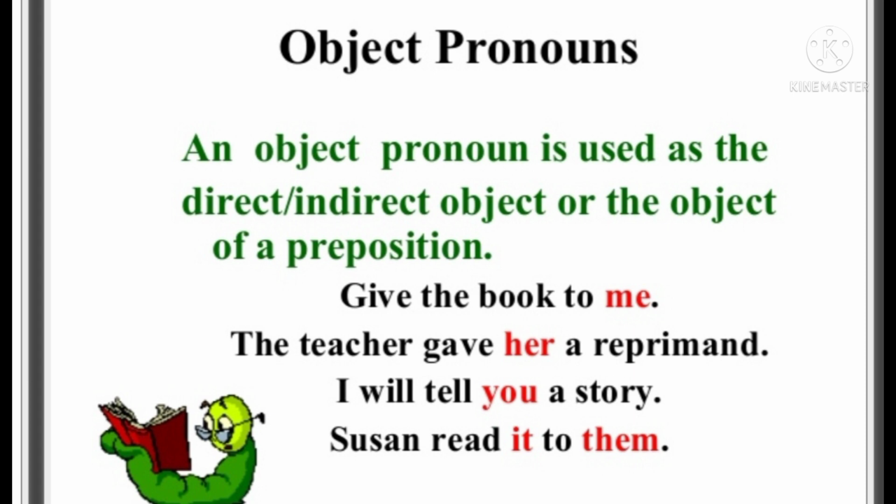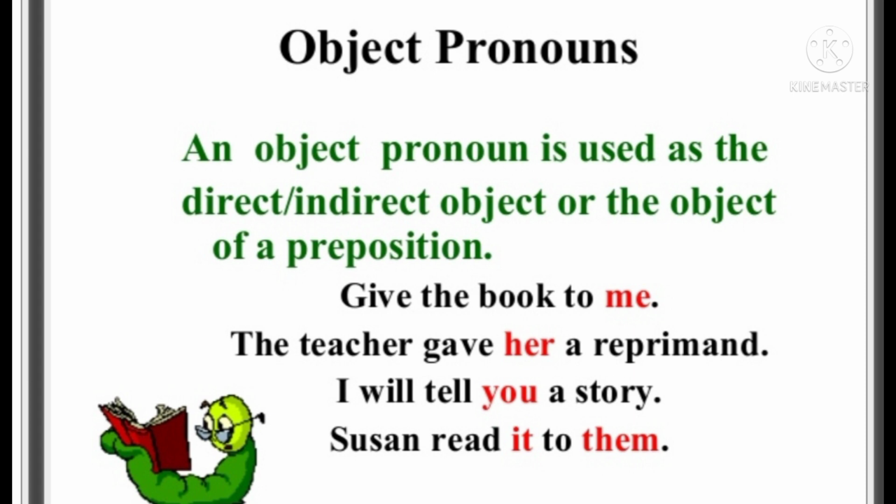The teacher gave her a reprimand. Gave whom? That is the indirect object. Her is the indirect object. When a pronoun is used in the place of an object, it is called an object pronoun. I will tell you a story. You answers whom. So this is called an object pronoun.